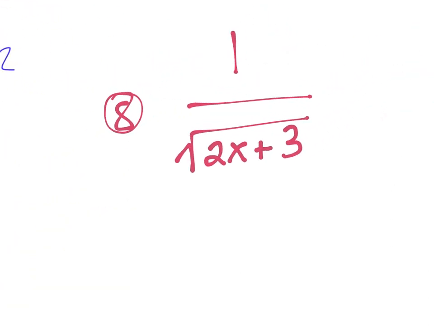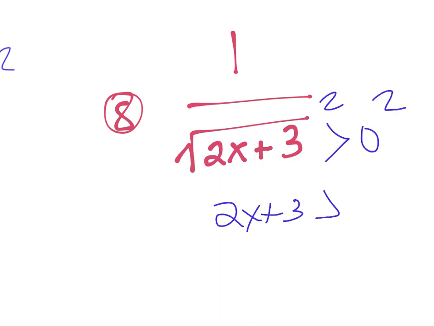What about this one? What's the problem? There's a square root, and it's where? In the denominator. So when we had the last square root, we said, okay, square root had to be greater than or equal to 0. Can this be equal to 0? No, because it's in the denominator. So this one would just be greater than 0. So what do I do to both sides? Square it. Good. So I have 2x plus 3 greater than 0.